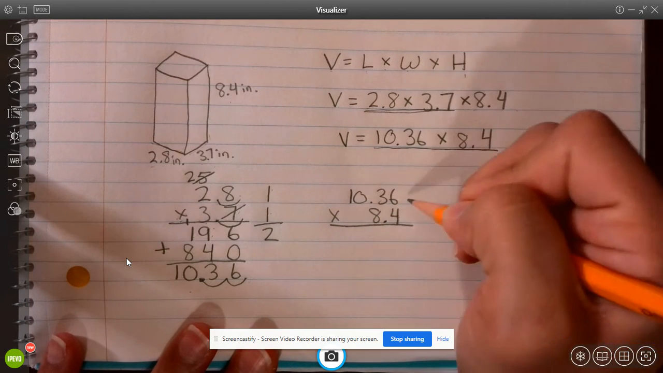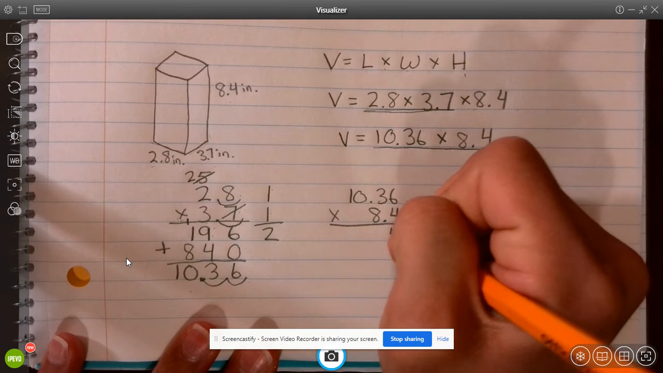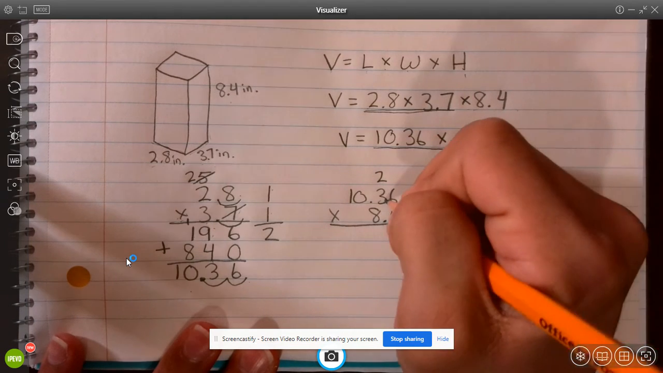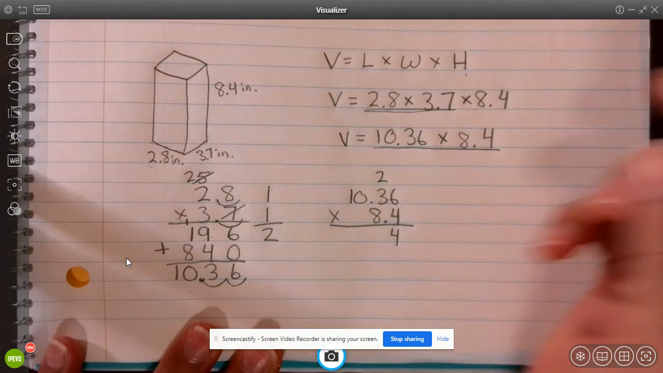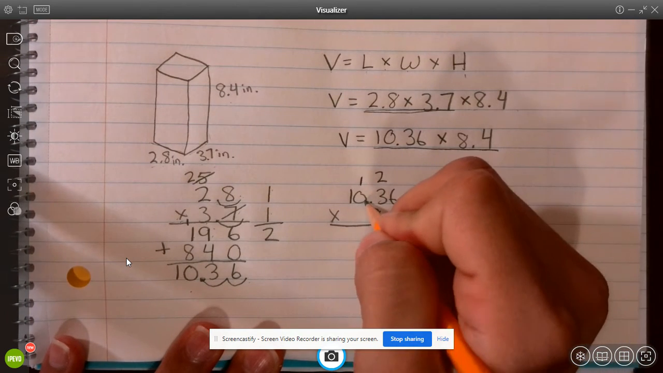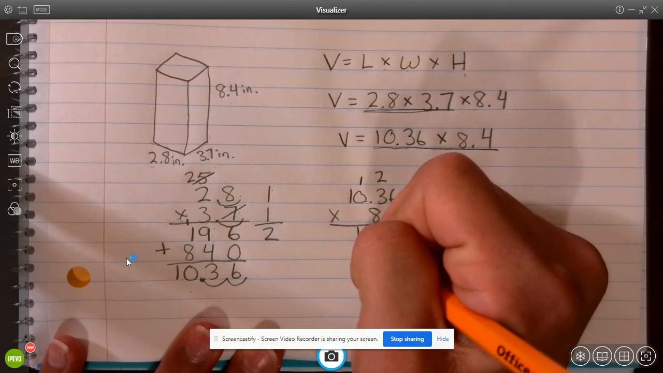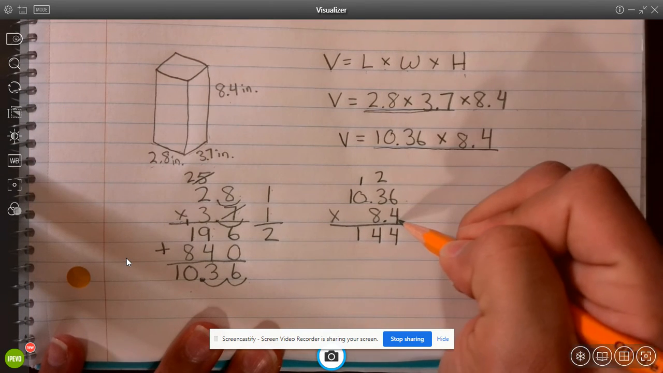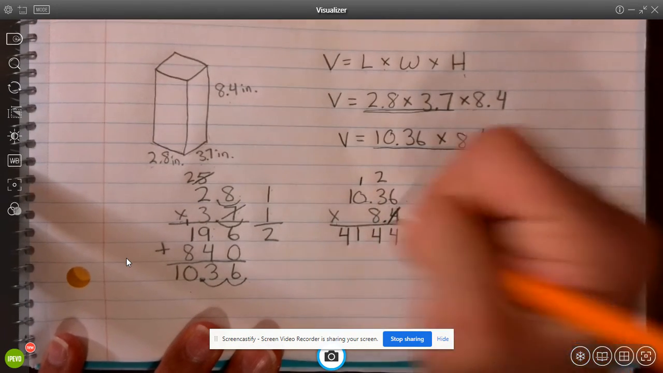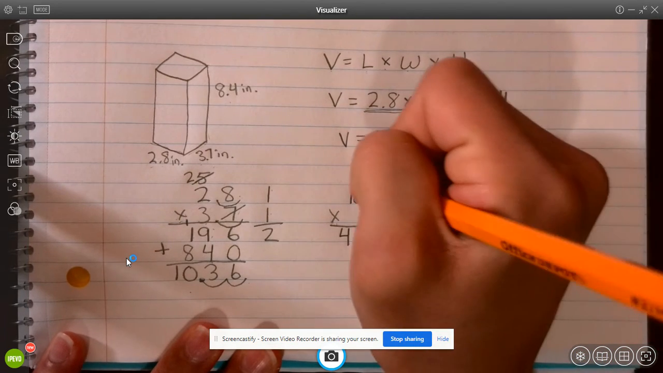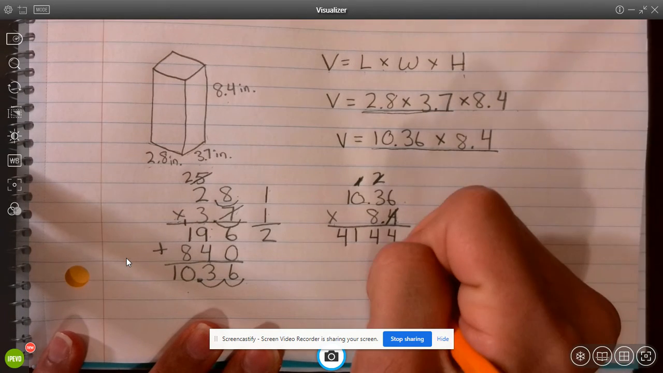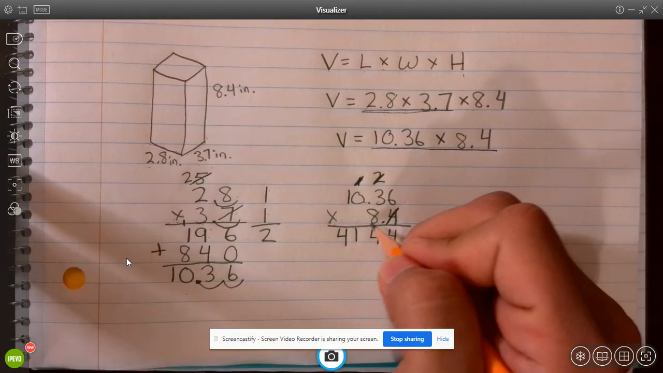4 times 6 is 24. Put your 4, carry your 2. 4 times 3 is 12, plus 2 is 14. Put your 4, carry your 1. 4 times 0 is 0, plus 1 is 1. So bring your 1 down. And 4 times 1 is 4. So I'm done with the 4, I can cross out my 4. I can cross out the 2 and the 1 so I don't get confused. Okay, now we put our placeholder, a 0, and we move on to the next number.